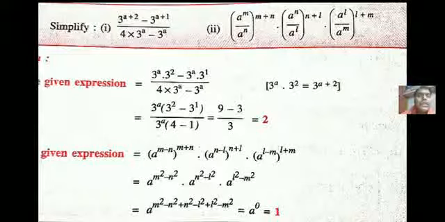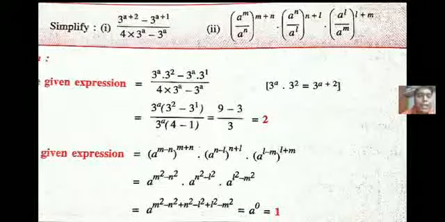Second question. a to the power m by a to the power n, power m plus n, into a to the power n by a to the power l, power n plus l, into a to the power l by a to the power m, power l plus m, to find out. Since a to the power m by a to the power n can be written as a to the power m minus n. Similarly, a to the power n by a to the power l can be written as a to the power n minus l. And a to the power l by a to the power m can be written as a to the power l minus m. That is placed here directly.